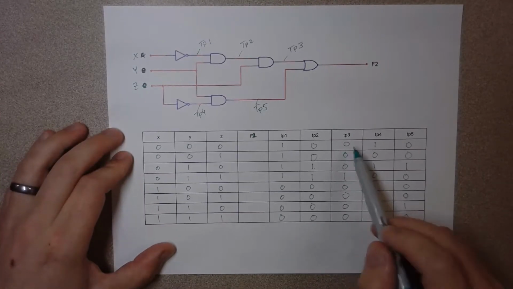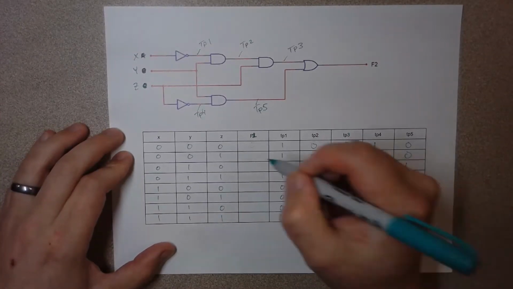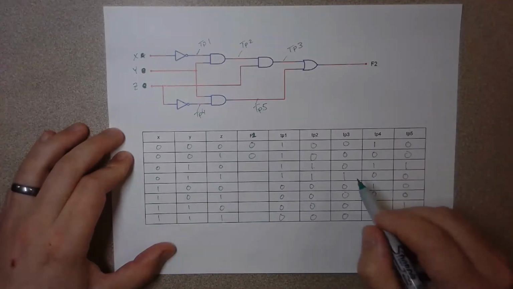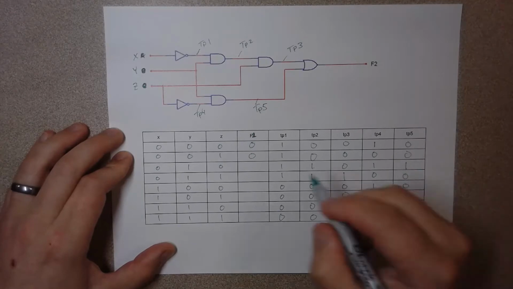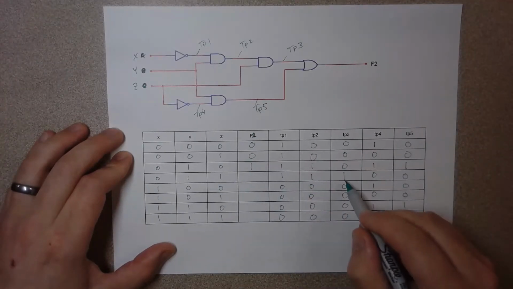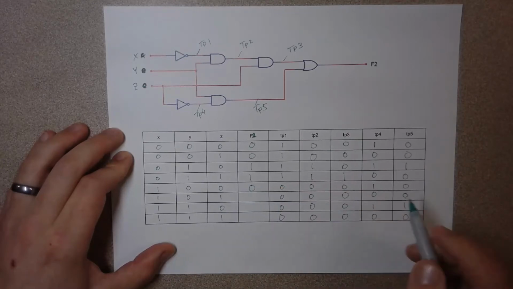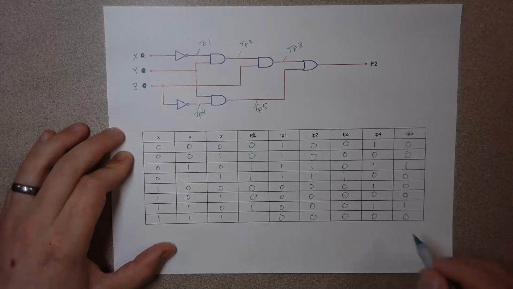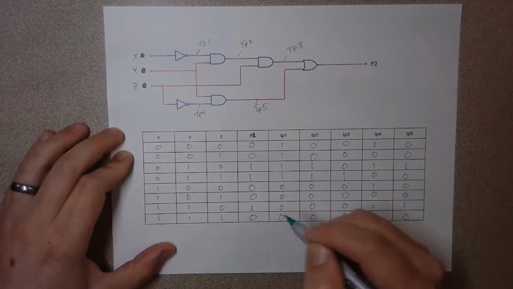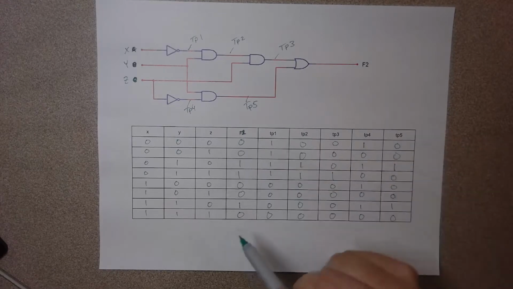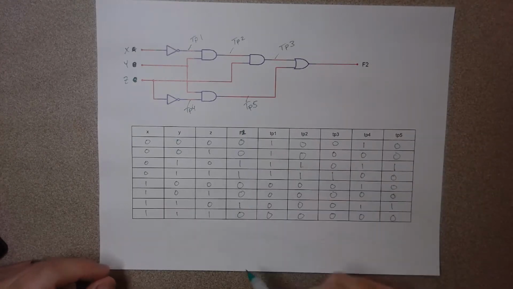So 3 and 5, those are both zeros. Test 5 is 1, 1, 0, 0, 1, and a 0. Okay, so now we have our F2 solved in our table.